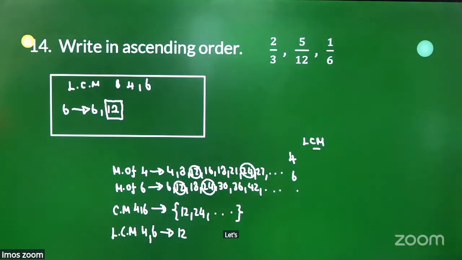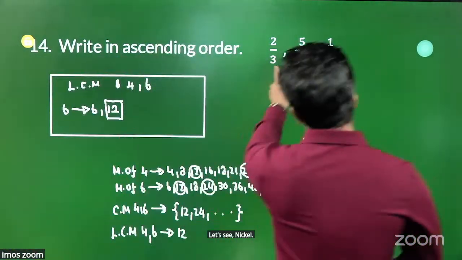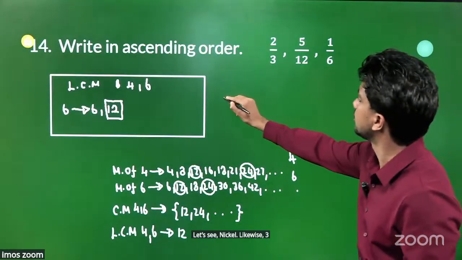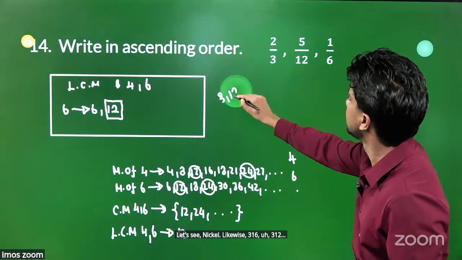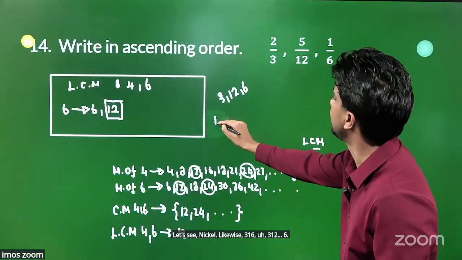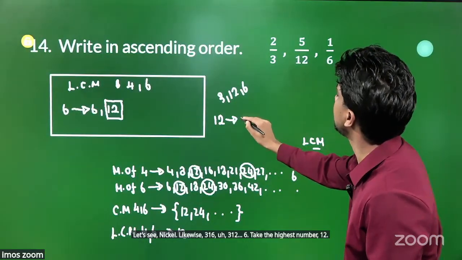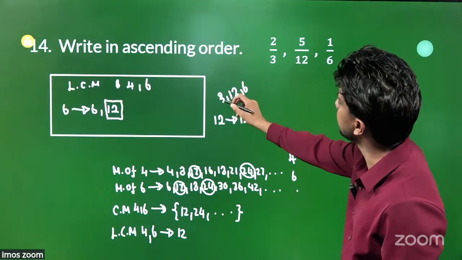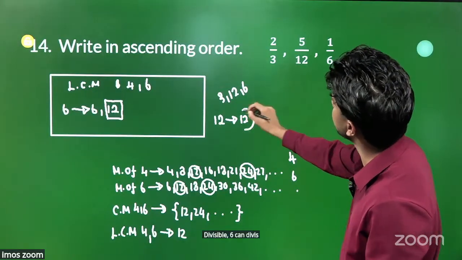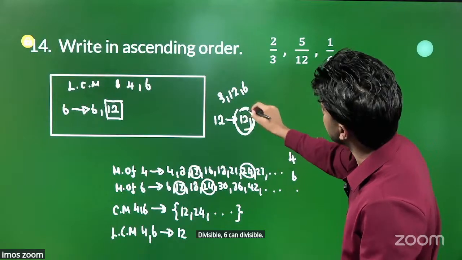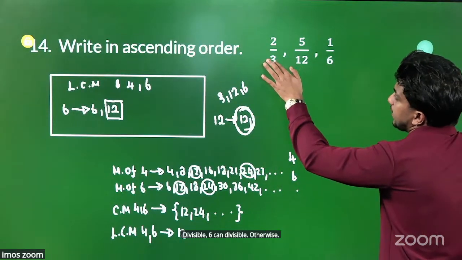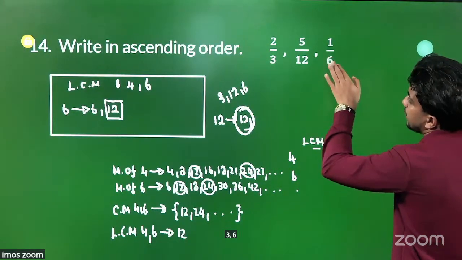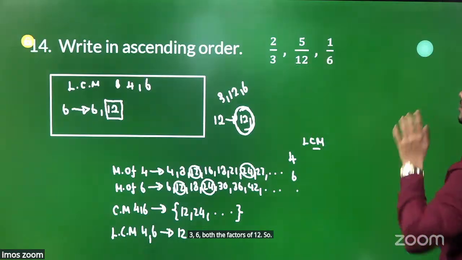Likewise, for 3 and 6, take the highest number, 12. First multiple, 12 into 1 is 12. Check whether it is divisible by both 3 and 6. Then this is the LCM. You can also think of it this way: 3 and 6 are both factors of 12. So 12 is the LCM.